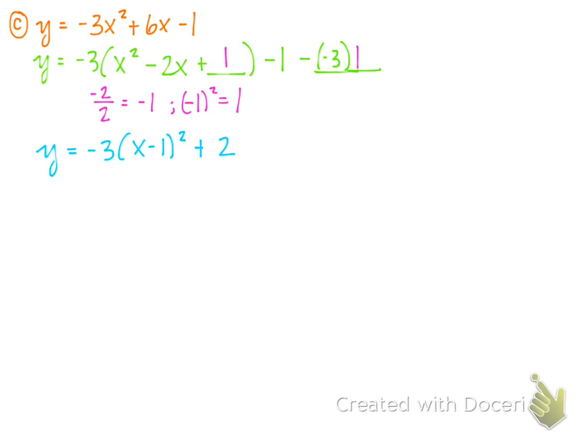Now from here, we can tell our vital information. Our vertex is opposite side of this, so positive 1, 2. Our axis of symmetry is x is equal to 1. And taking a look at our a, since we have a negative, it's going to open down.